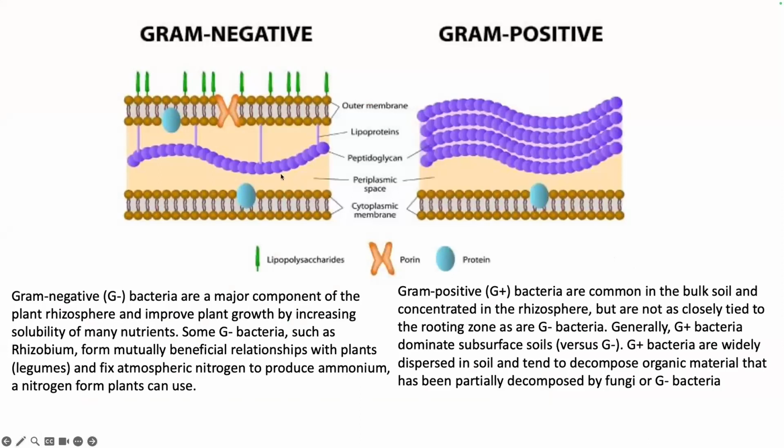Then gram negative, gram positive. I'm not going to go into the details of the structure, but there are some differences. Gram negative bacteria are more directly involved in plant growth. And that's one of the ones that work with the legumes that'll increase the nitrogen in your soil. So if you're interested in just agricultural crops, people want high gram negative concentrations. Gram positives are closely tied to the rooting zone and dominate. They're widely dispersed, tend to decompose organic matter. So they're more decomposers.